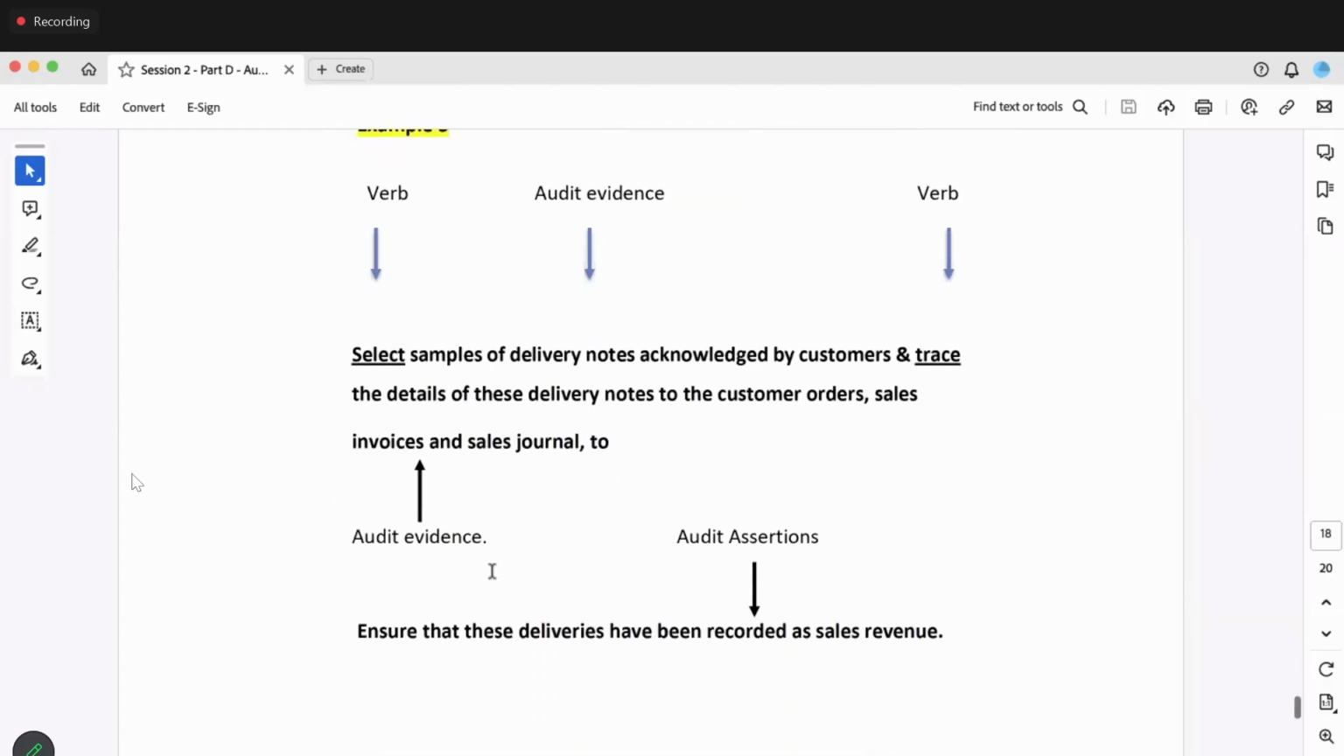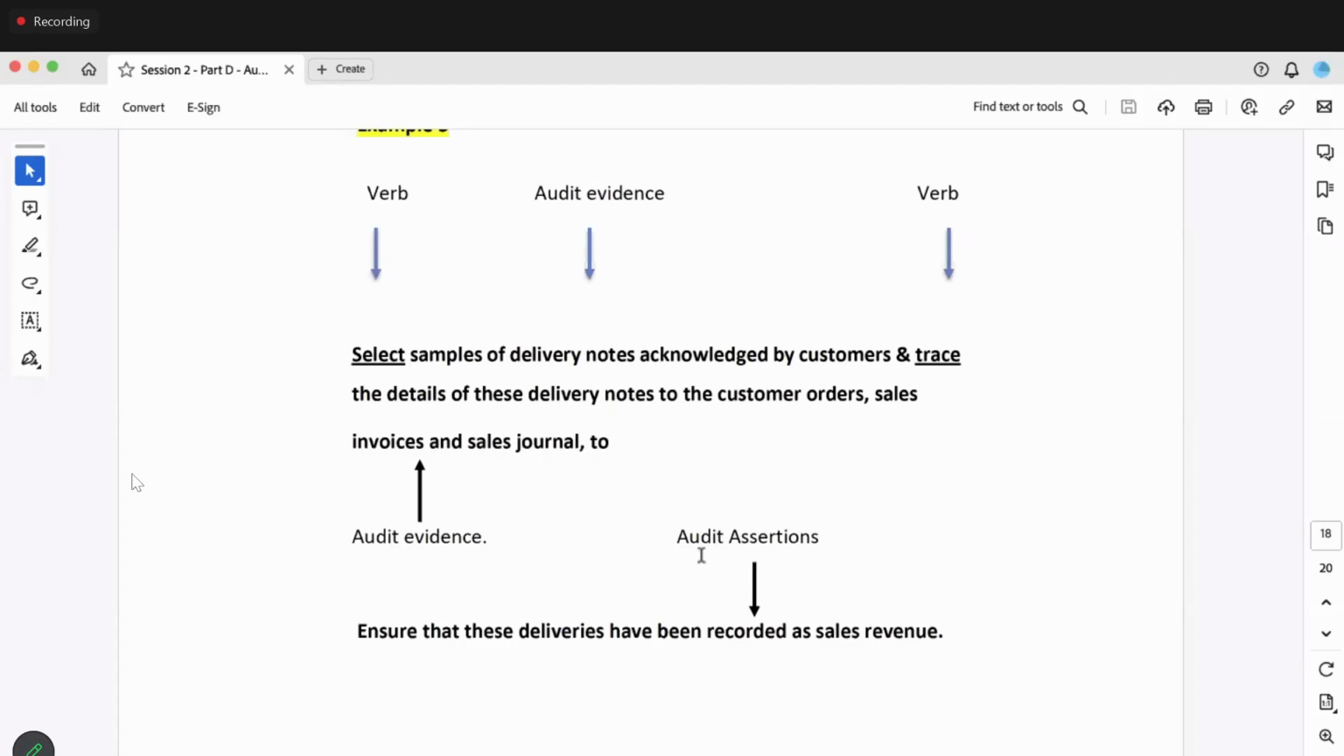The third one also selects samples. And then here we trace the details of these delivery notes to the customer orders. So over here, the audit evidence we want to collect and obtain is the delivery notes, the sales invoices and the customer orders. And then this is to ensure deliveries have been recorded as sales revenue, the audit assertion.